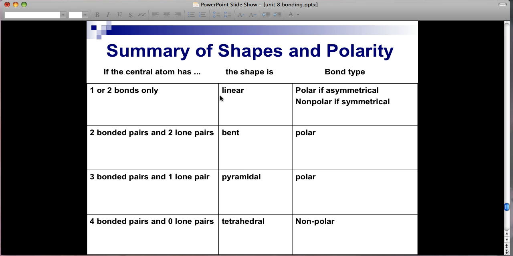So here's some of our shapes and polarity. If you have one or two bonds and it's linear, it will be polar if it is not symmetrical, both vertically and horizontally, and it will be nonpolar if it is symmetrical. If it has two bonded pairs and two lone pairs, this tends to be bent, and any compound that is the shape of bent will be polar. Something that has three bonds and one lone pair, remember anytime there's a lone pair you're going to be polar, is pyramidal. Here we have four bonded pairs and no lone pairs. That is tetrahedral and it is nonpolar. The good news is in your reference packets you actually have this chart and it explains what the shapes are.